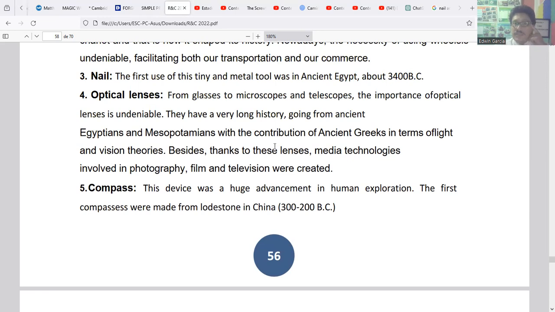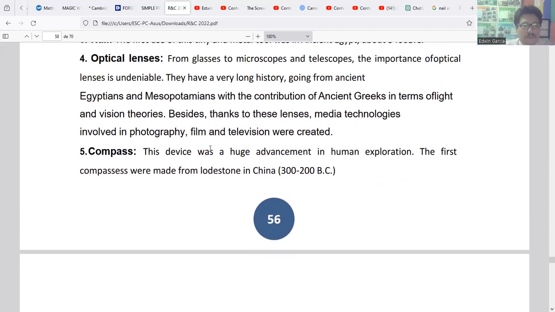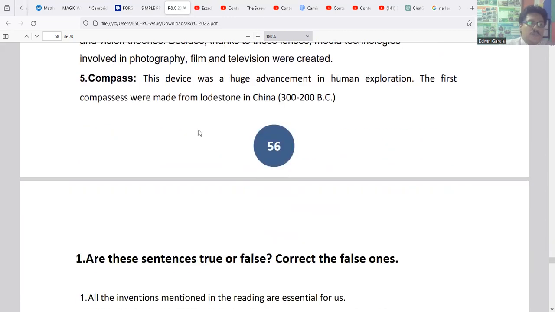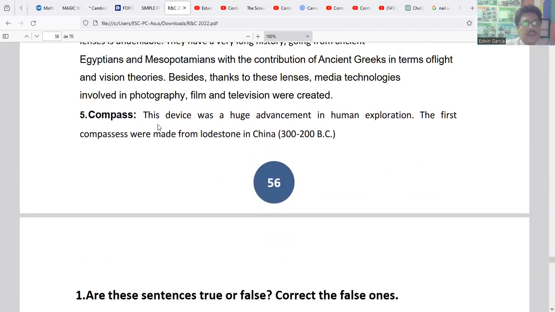For example, this is an application for it, but we have another ones. Let's go to number 5, and it's the last one. It's a compass. Compass is a device, was a huge advance in human exploration. The first compasses were made from limestone in China, 300 to 200 before Christ.